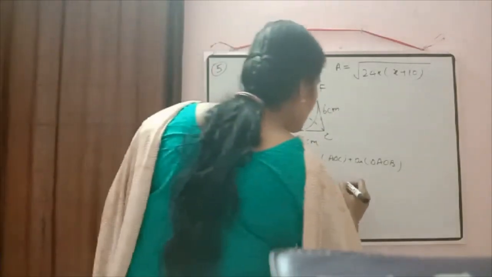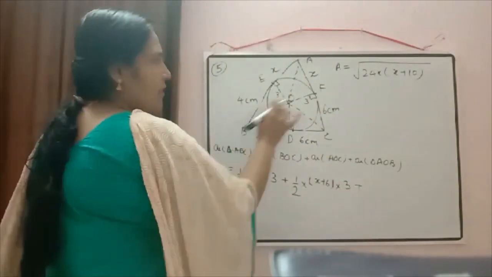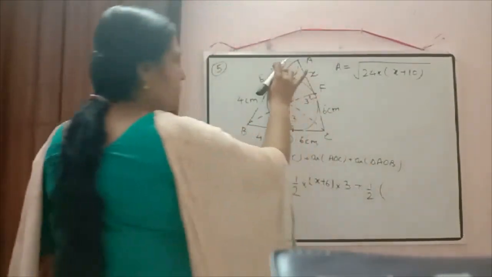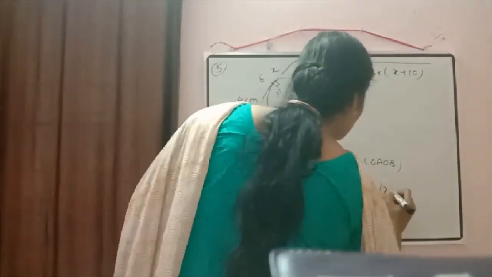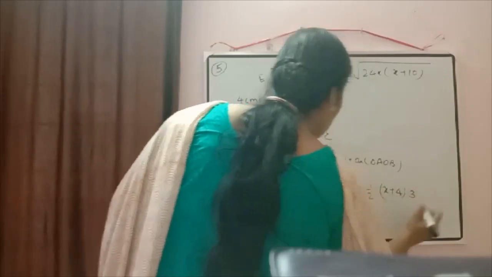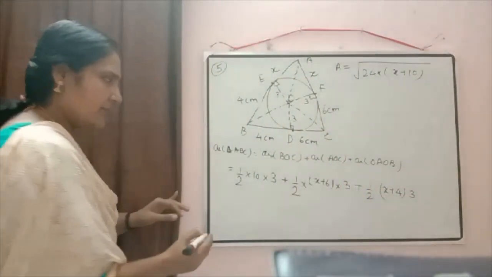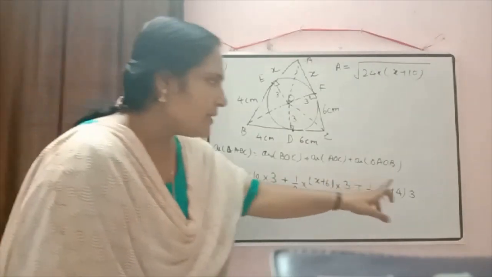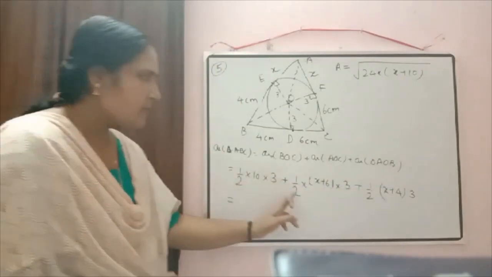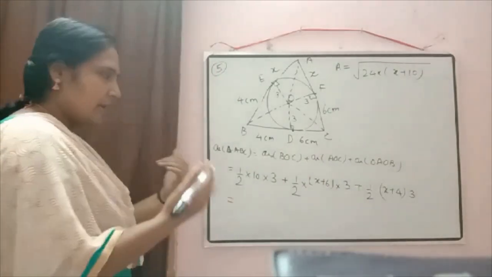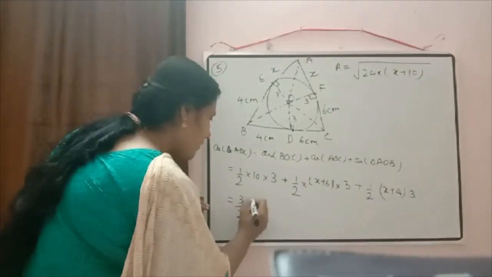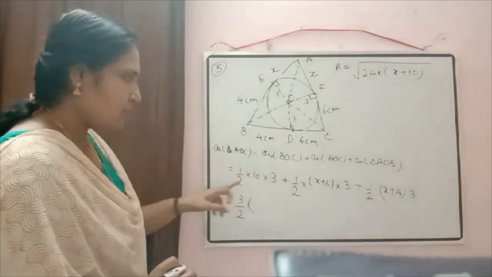That is also 3 there, plus area of triangle AOB, again it will be equal to half into base, which is x plus 4, into height, which is 3 only. Now we can just simplify it. You just check, 3 is common in all the terms, and 2 is also common in all the terms, and 2 is there in the denominator. So we are taking that 3 and 2 common there. So 3 by 2 taken common.